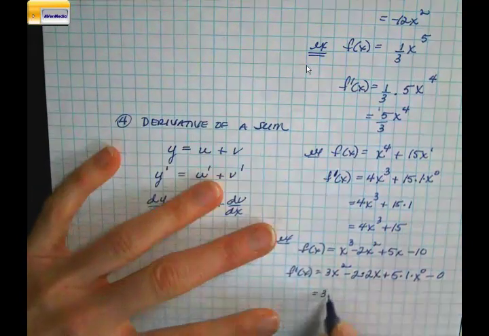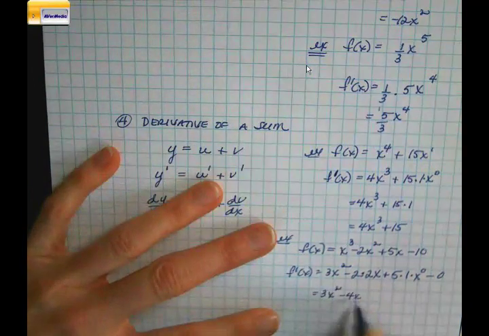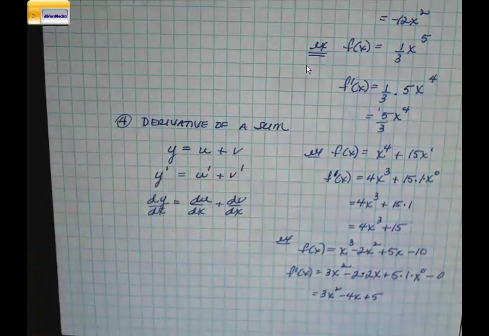So what do we have now? We have 3x squared minus 4x plus 5. That's the value of your first derivative.